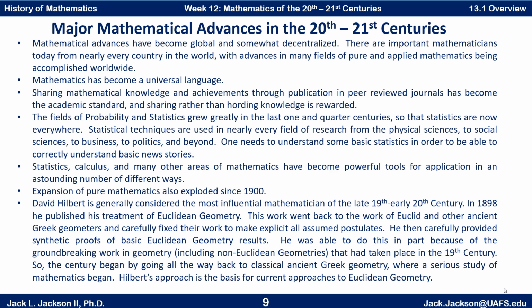This work went back to the work of Euclid and other ancient Greek geometers and carefully fixed their work to make explicit all assumed postulates. Then he carefully provided modern synthetic proofs of basic Euclidean geometry results. He was able to do this in part because of the groundbreaking work in geometry, including non-Euclidean geometries, that had taken place in the 19th century. So the century began by going all the way back to the classical ancient Greek geometry where we started, where a serious study of mathematics began. And Hilbert's approach is the basis for the current approaches to Euclidean geometry.